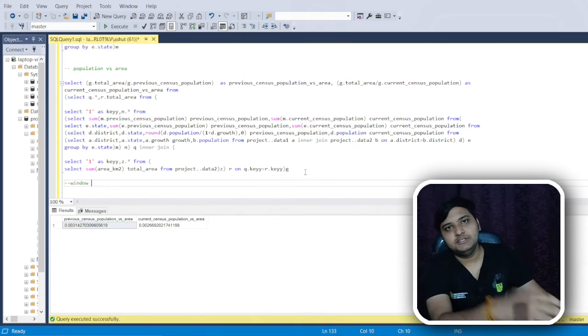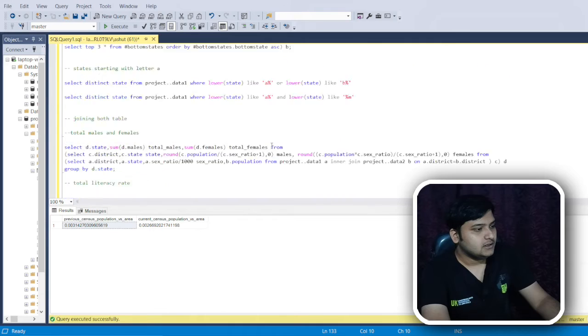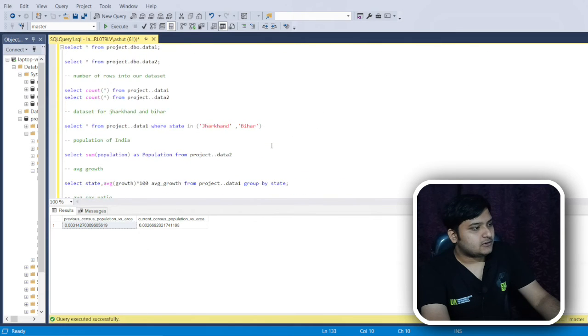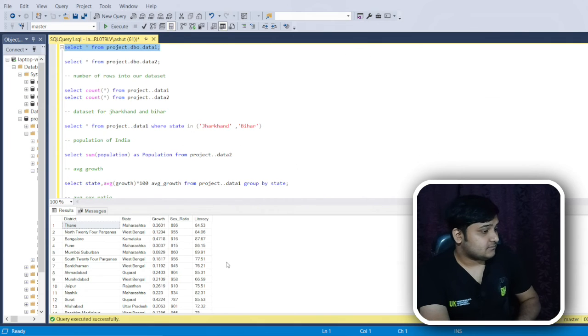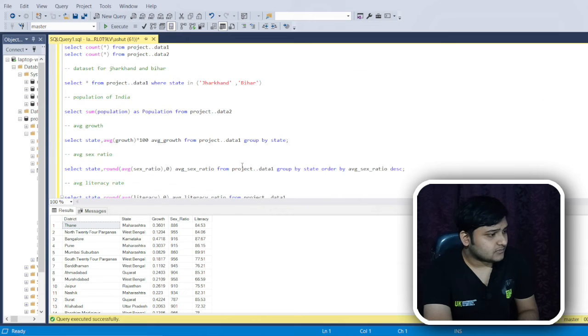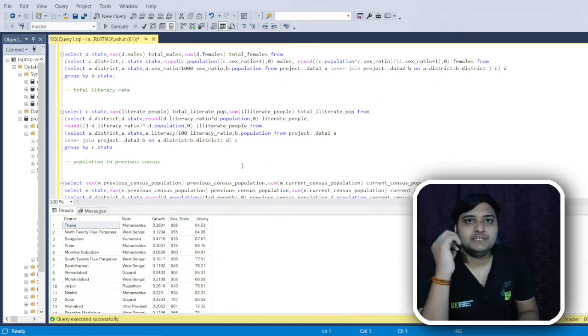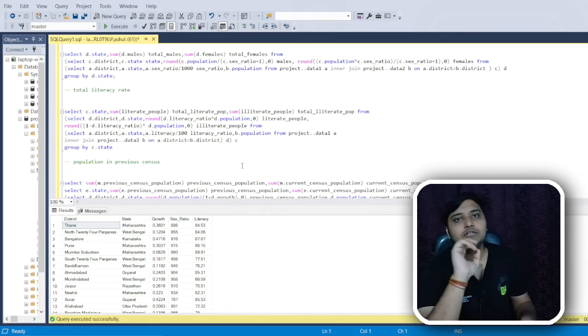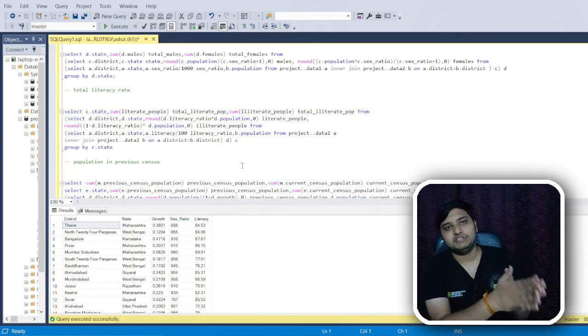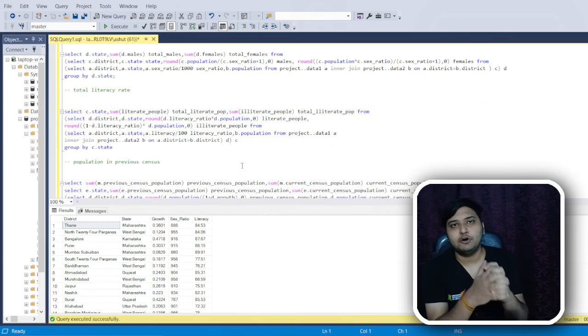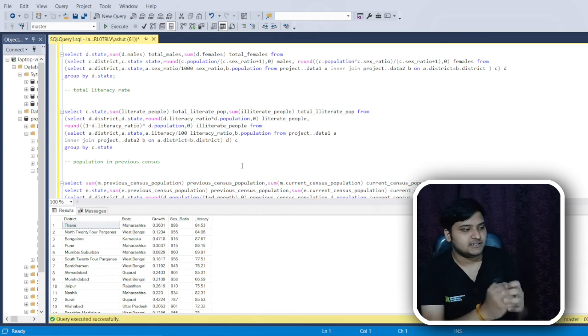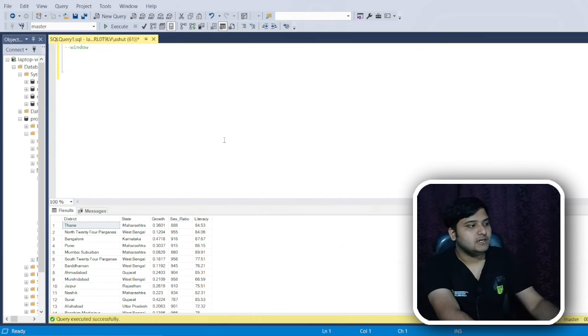Here I'll be using the rank function. In the very first data set, let us take the literacy ratio as our case for now. I want to get the top 3 districts from each state which have the highest literacy rate. I hope you have got the question. The question says: give me the output of the top 3 districts from each state which have the highest literacy ratio. Let us solve this problem using the window function.